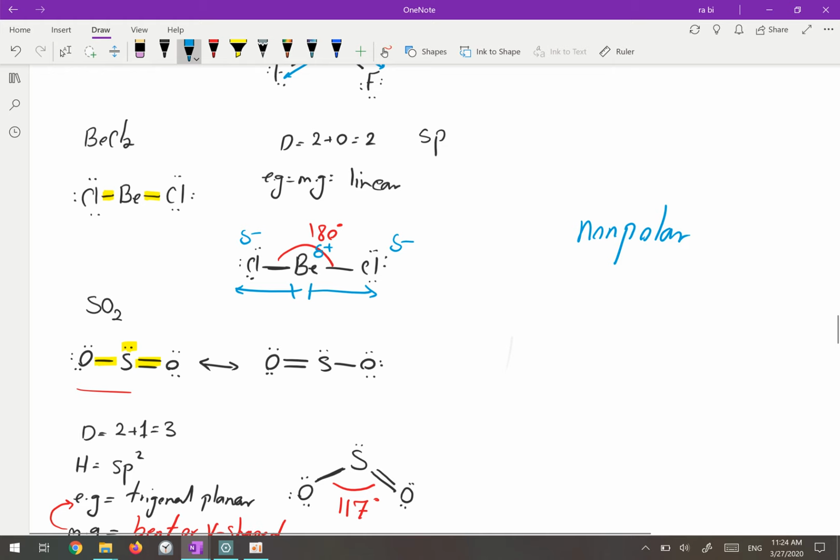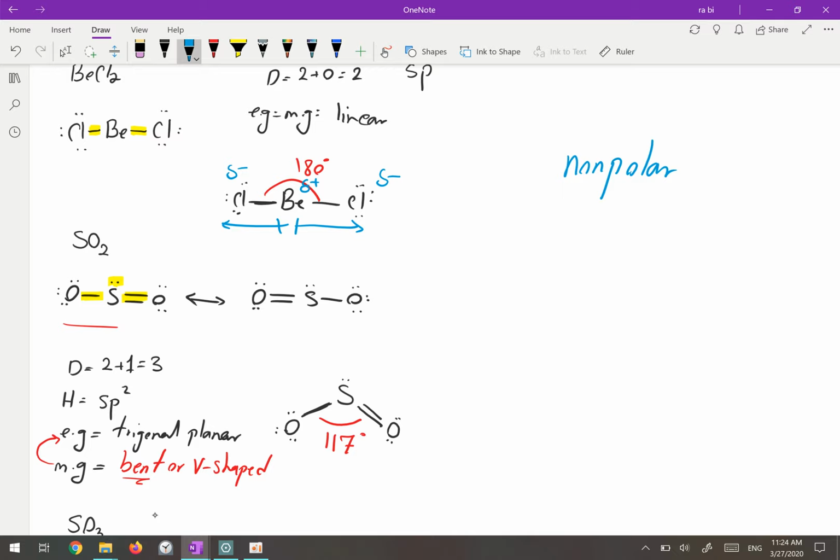SO2. So you can see the SO2 molecule here. Oxygen is more electronegative than sulfur. So you have one vector in this direction, one vector in this direction. Sulfur is partially positive and oxygens are partially negative. So these two vectors cannot cancel out each other. If you add these two vectors, you get a vector like this. So the molecule is polar.